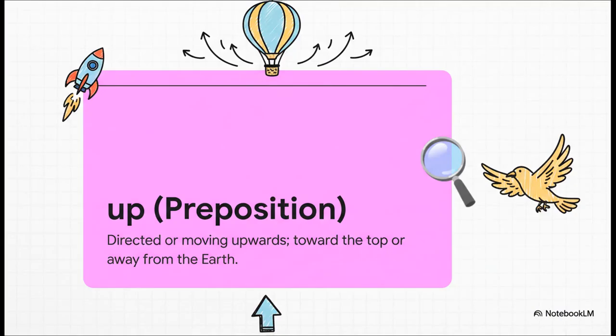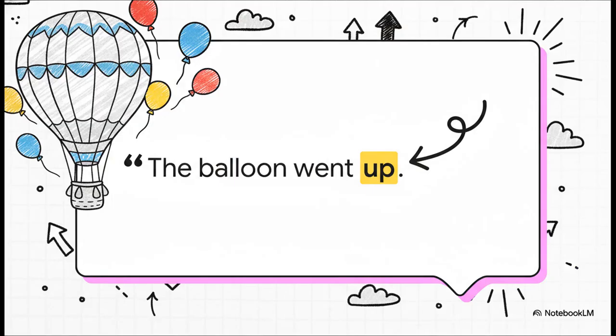As a preposition, up means pretty much exactly what you'd think. It's about moving toward a higher point, away from the ground. You know, it's the first definition we all learn as kids. Super simple, right? The balloon went up. You can picture that in your head instantly. This is up in its purest, most straightforward form.